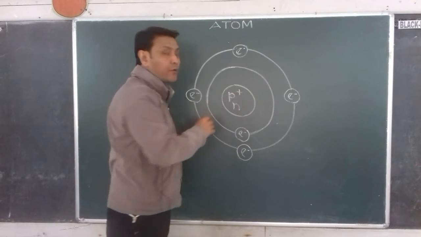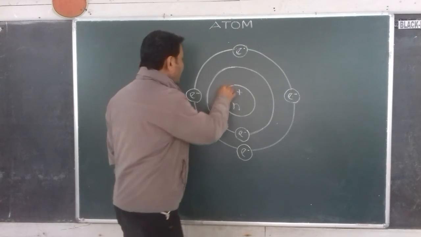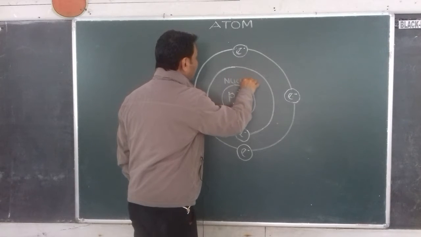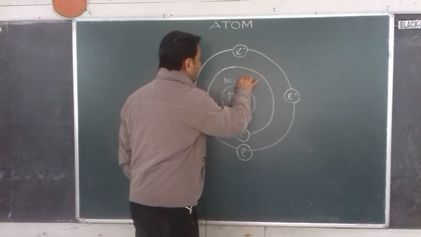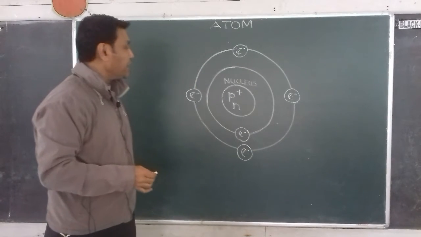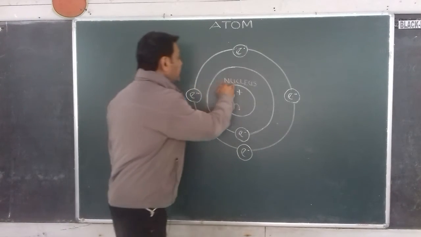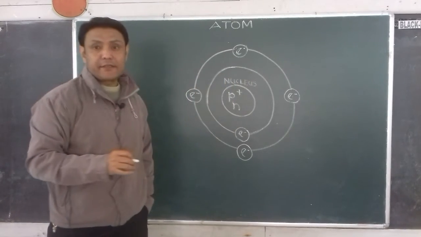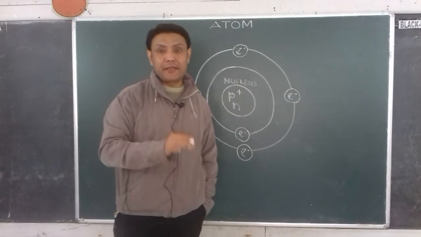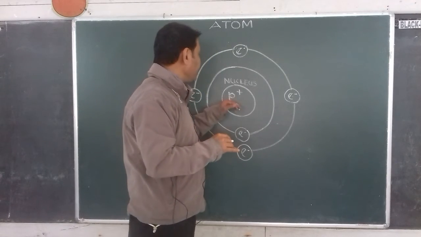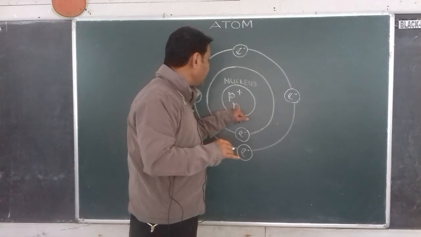In the center of the solar system, we have the sun. Over here, we have the nucleus, N-U-C-L-E-U-S, nucleus. So the nucleus is the heaviest part of an atom. It is made up of protons and neutrons.